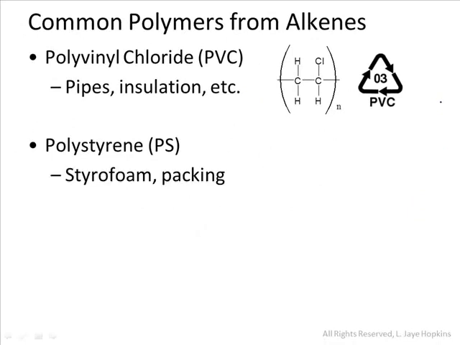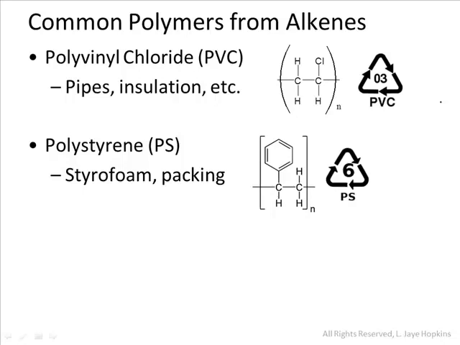Polystyrene is probably most famous as styrofoam. And polystyrene is like polyethylene, but again with one substitution. It has a very special type of cyclic structure attached to it called a benzene ring, which we'll be studying in our next lecture. Polystyrene is recyclable plastic number 6. And even though you think about it as things like styrofoam, packing peanuts, and other styrofoam-like material, it's also used in other types of plastics such as CD cases.